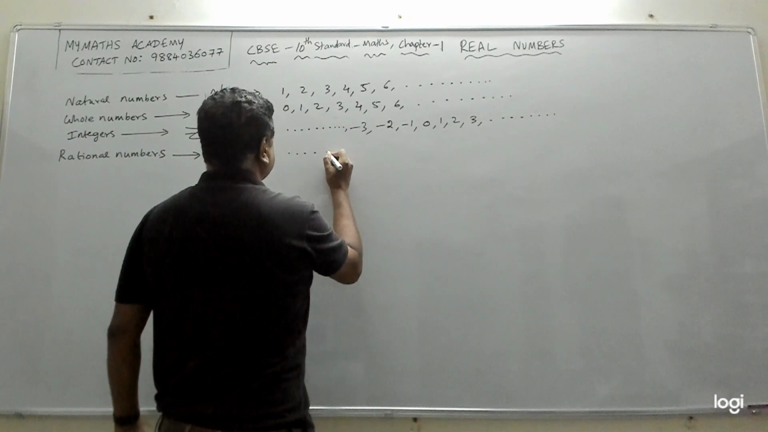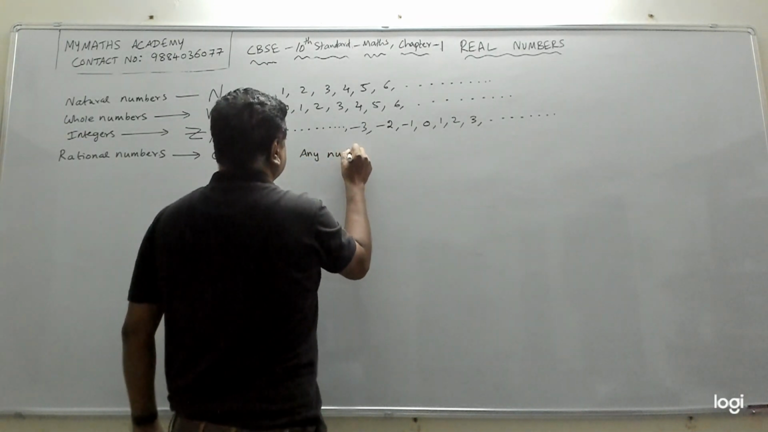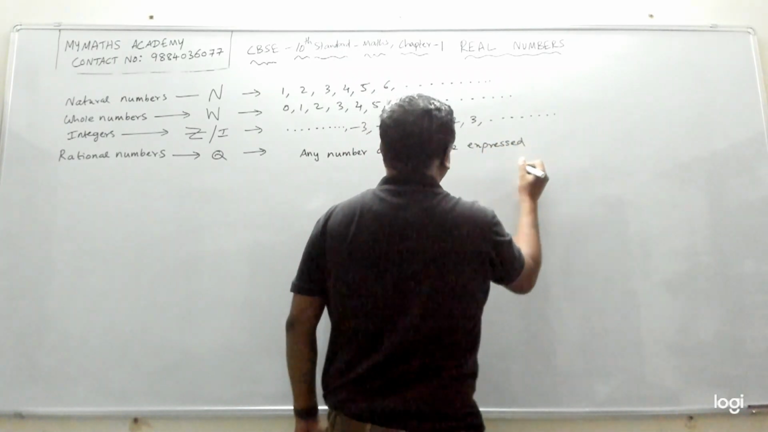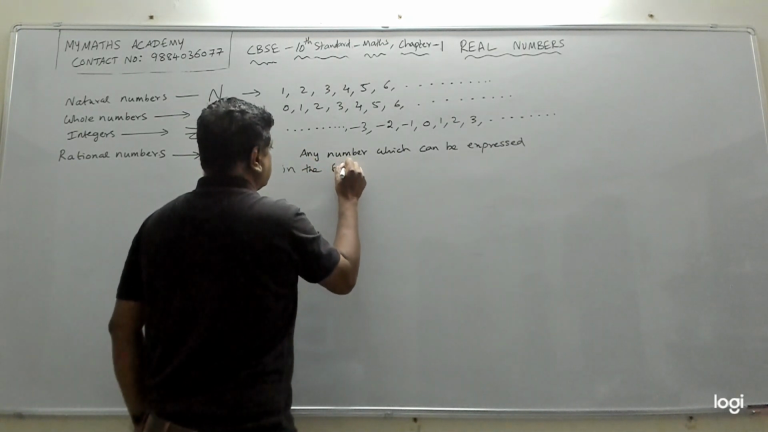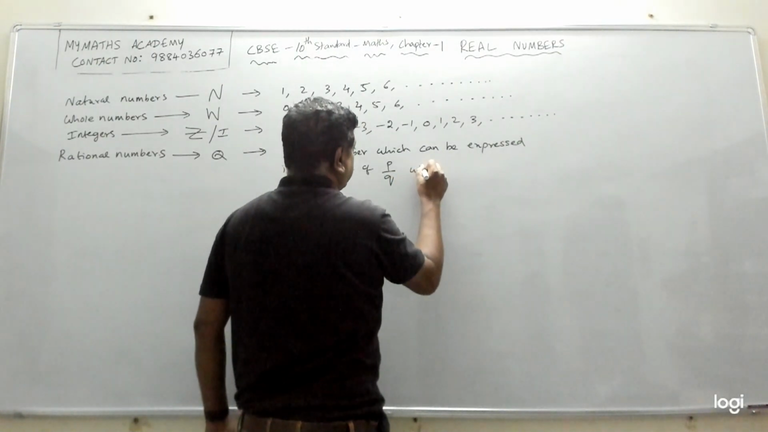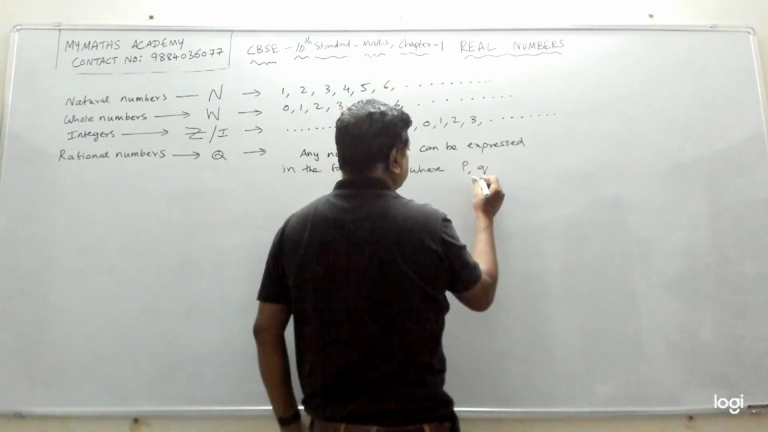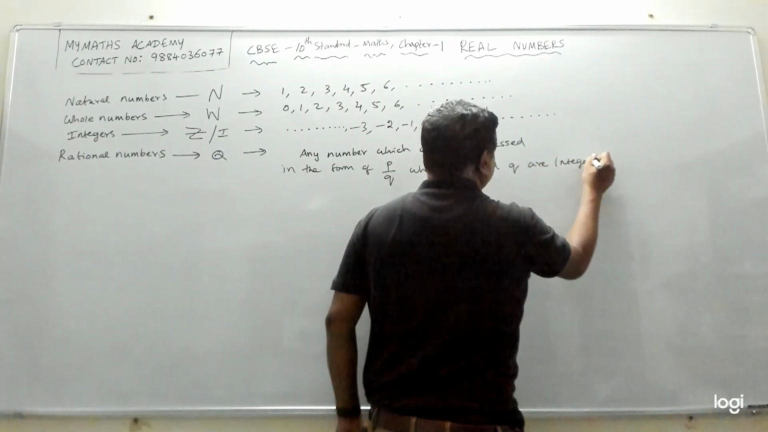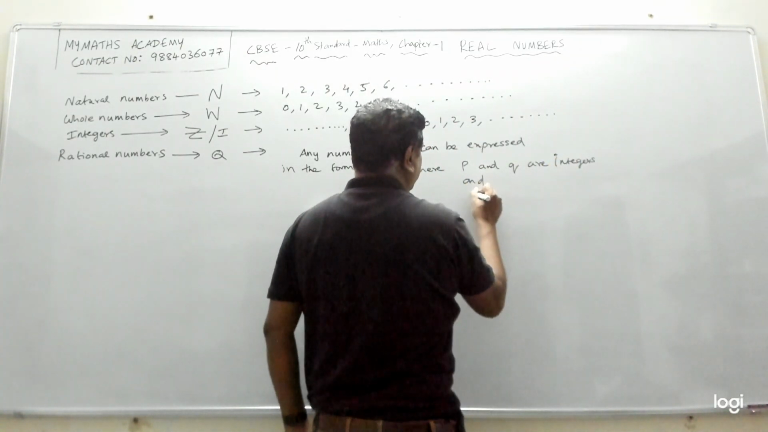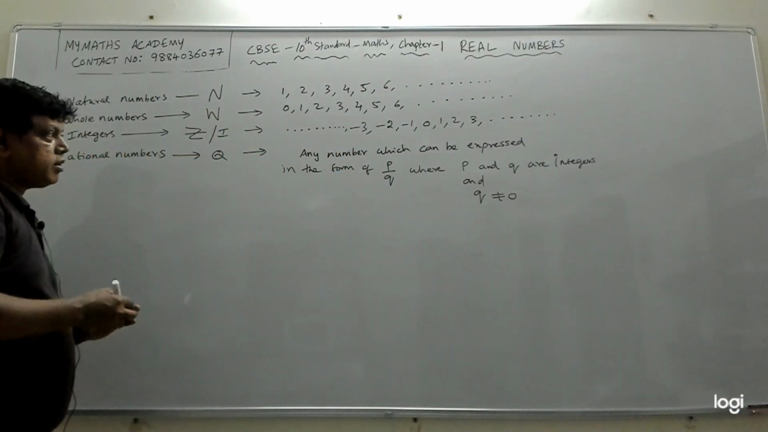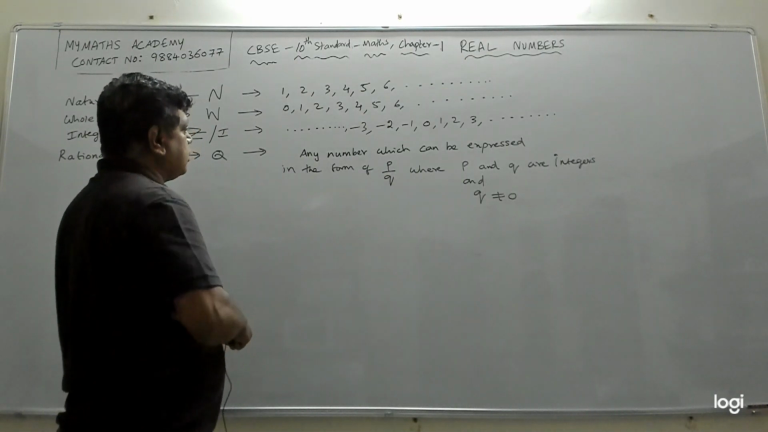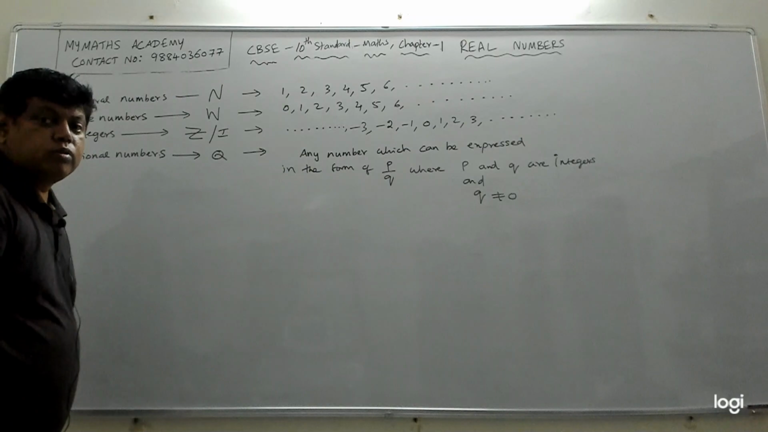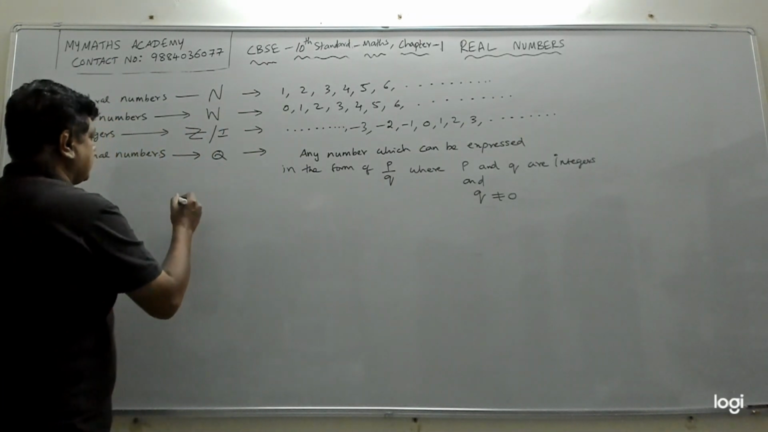Now, a rational number is any number which can be expressed in the form of p by q, where p and q are integers, and q is not equal to 0. So, what is the definition of a rational number? A rational number is any number which can be expressed in the form of p by q, where p and q are integers and q is not equal to 0. What does this mean? Suppose let's take a number, suppose if you take 2 by 3.